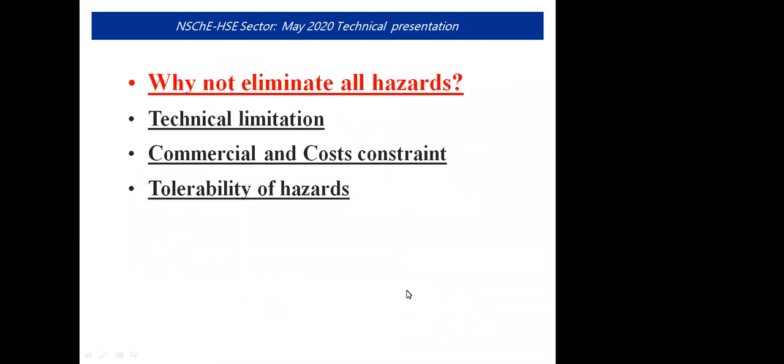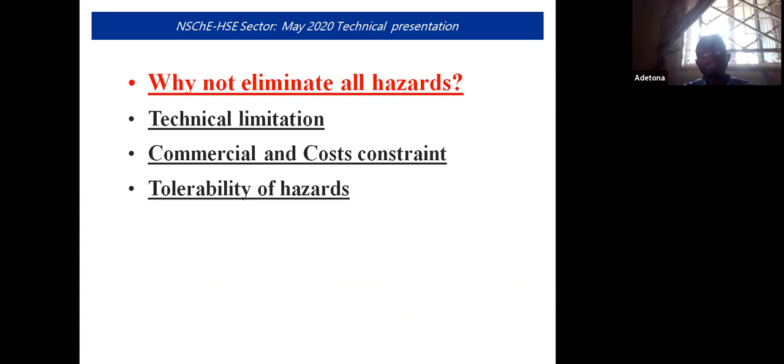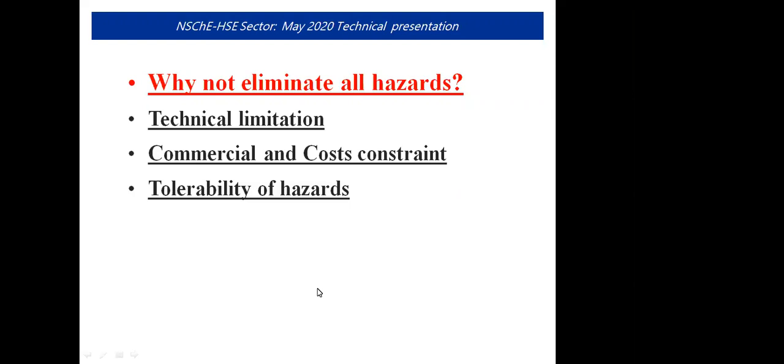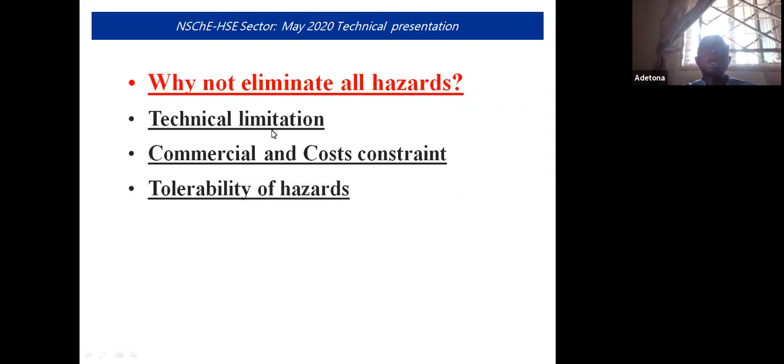Now, why do we not eliminate all hazards? We cannot eliminate all hazards because of technical limitations sometimes, and even where they are technically feasible, you have to consider commercial and cost constraints. And of course, some hazards are tolerable. So when you look at all this, you try to minimize the hazard as low as practically possible, and where they are tolerable, we leave them.